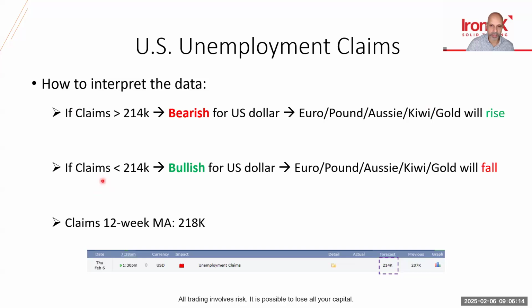Now, if claims come in much lower than the forecast of 240,000, that means we have fewer Americans filing for unemployment benefits. This signals a much more stable and robust labor market, and that in turn is likely to be bullish for the dollar. So that would mean the opposite, of course. So euro, pound, Aussie, Kiwi, along with gold prices, should fall. And once again, the 12-week average sits at 218,000.